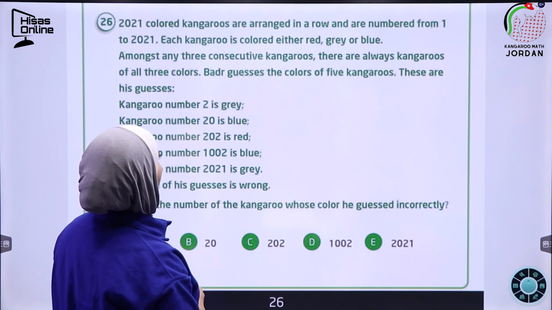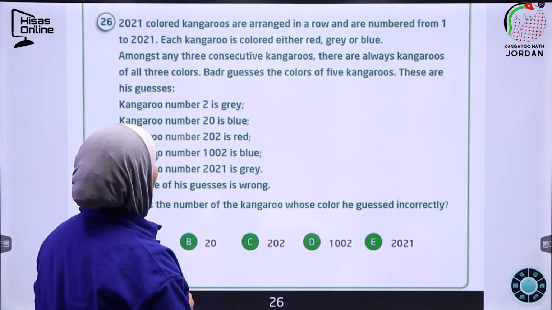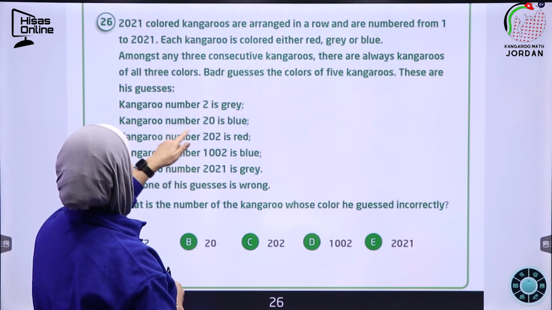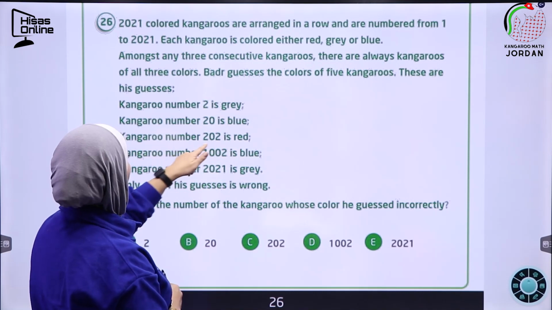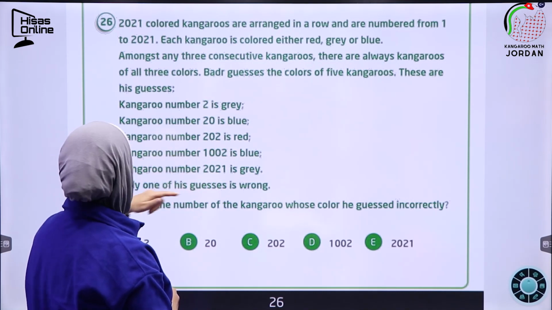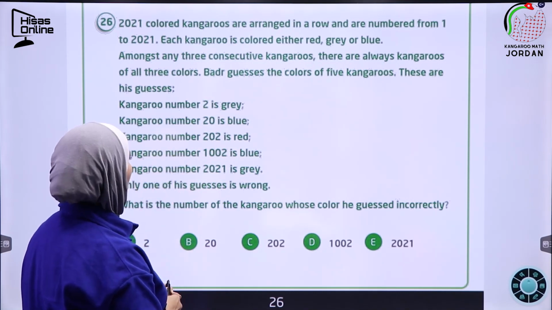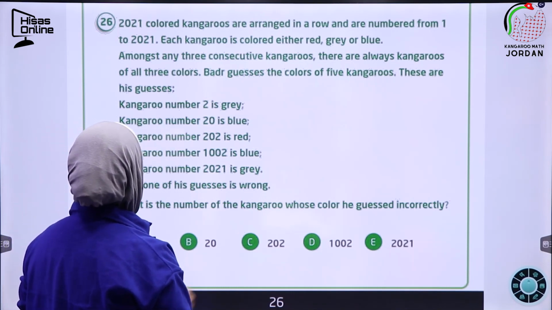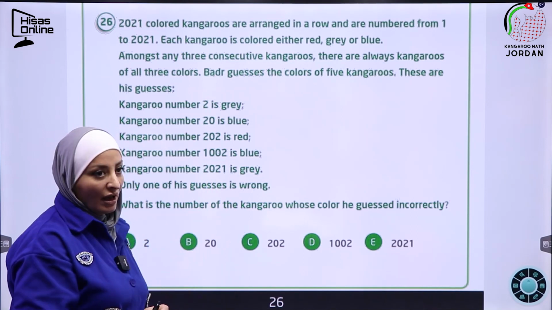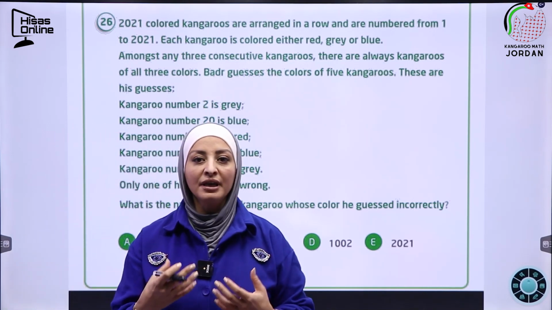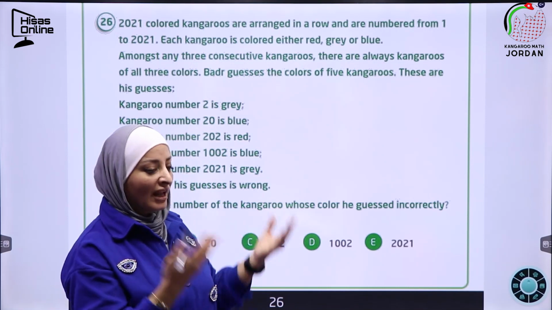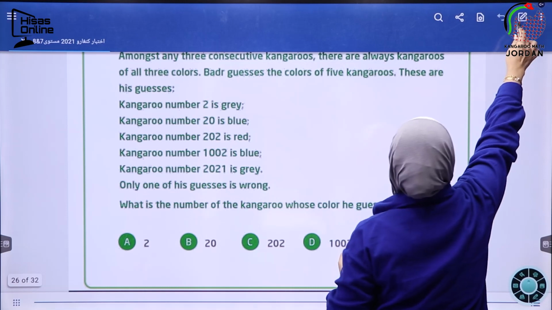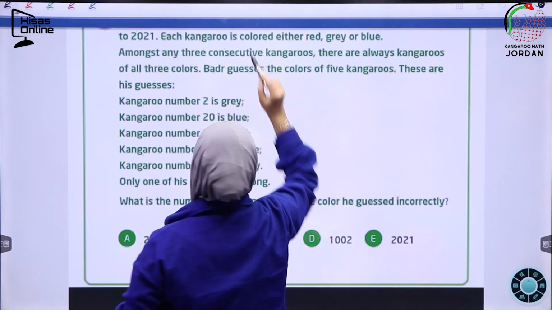Badr guesses the colors of 5 kangaroos. These are his guesses. Kangaroo number 2 is gray. Kangaroo number 20 is blue. Kangaroo number 202 is red. Kangaroo number 1002 is blue. Kangaroo number 2021 is gray. Only one of his guesses is wrong. Okay, we're going to start thinking about these colors and how we can arrange them in a certain way to have this pattern.